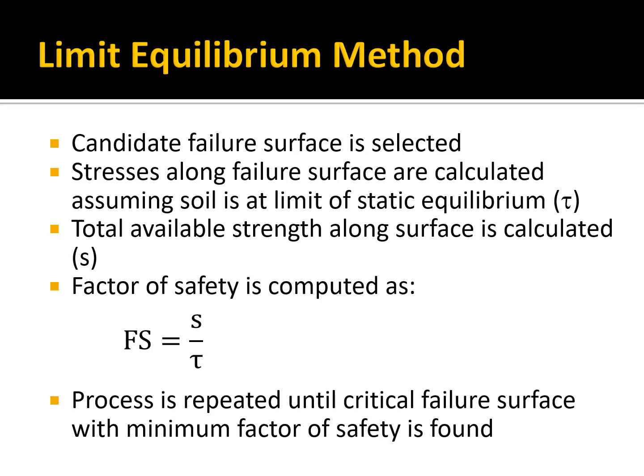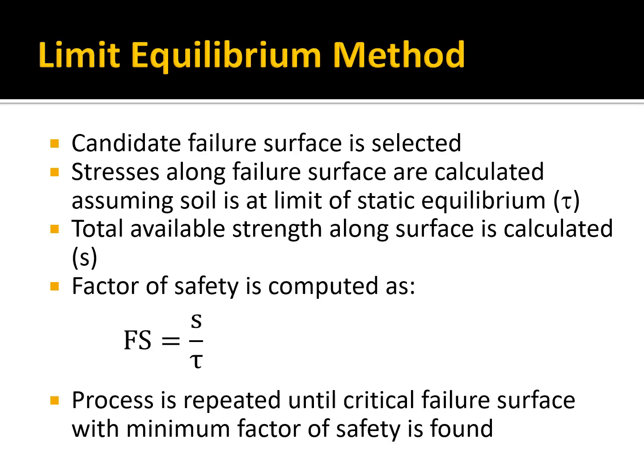And then you look at how much shear strength is available along that surface, using the properties of the soil. What cohesion do we have? What is the friction angle? And then you take that strength divided by the stresses necessary to keep it in equilibrium, and that's a factor of safety.